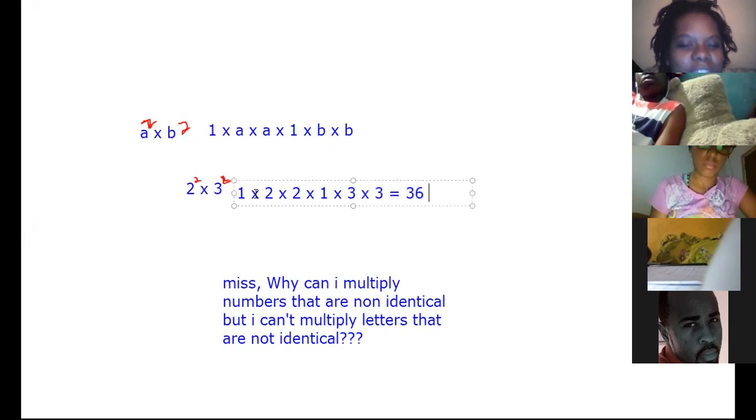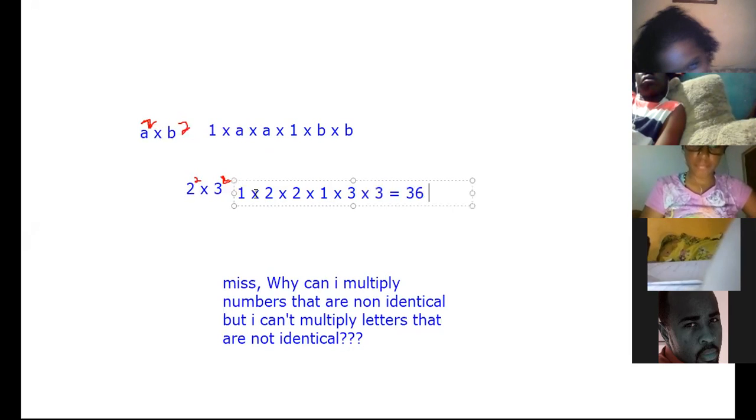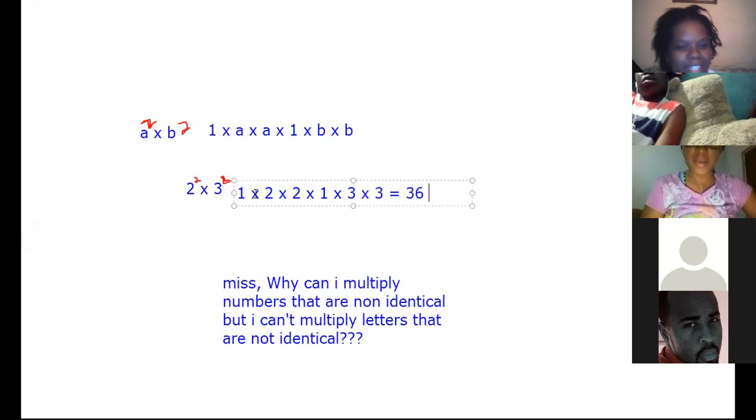Anybody want to help me with this question? There's a question on my board, magically. Miss, why can I multiply numbers that are non-identical, but I can't multiply letters that are not identical? Anybody want to provide some light? You cannot multiply letters. Because?